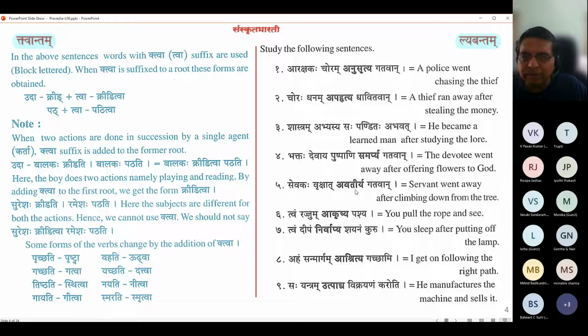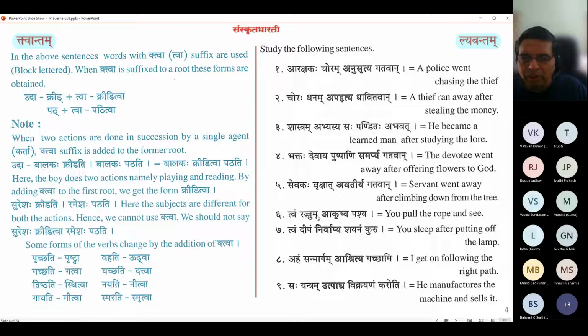Avatirya. The ava upasarga is there. So climbing down is avatirana, so avatirya. Then rajjum akrishya. So akarshana, the aa upasarga is there, krish dhatu. So akrishya, attracting.